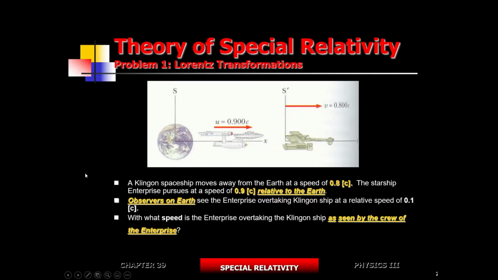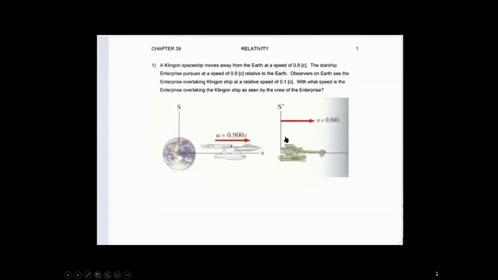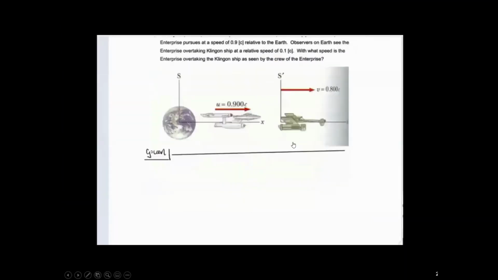One of the things you will struggle with, and the reason you have to practice this before taking the test, is identifying each and every term and knowing what's what. You have to be able to label things correctly. So what do we know? 80% of the speed of light is the speed of the Klingon spaceship, its speed relative to Earth in essence. This is the object whose speed we're interested in.